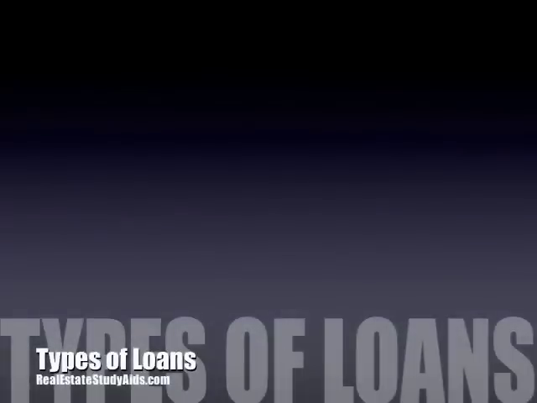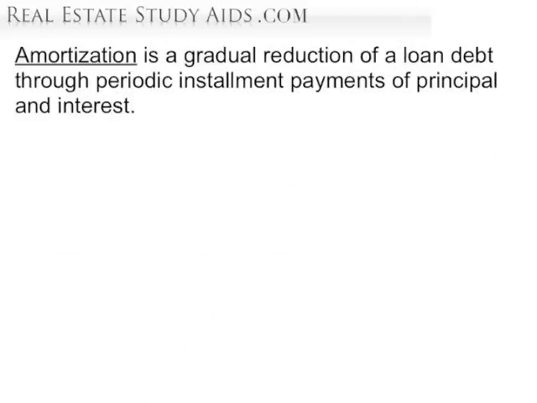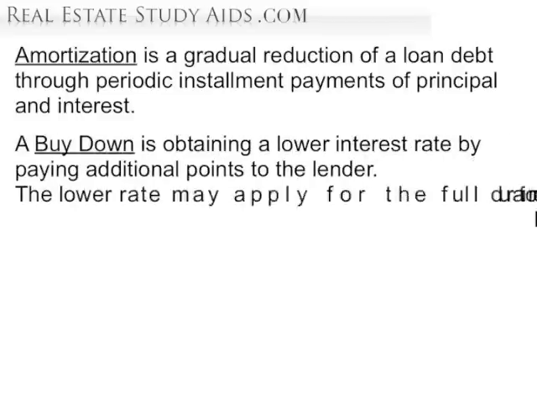Types of Loans section. In this section, we will discuss different types of loans. First, let's review some basic loan terminology. Amortization is a gradual reduction of a loan debt through periodic installment payments of principal and interest.